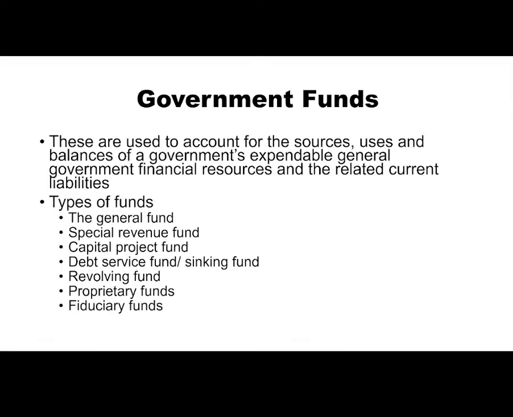We also have the revolving funds, which provide financial resources for achieving some specified objectives. We also have proprietary funds, which account for operations that are financed and operated in a manner similar to private business entities. We also have the fiduciary funds, especially the trust and agency funds, which account for assets held by the governmental unit in a trustee capacity or as an agent for individuals, private organizations, other governmental units, and other funds.